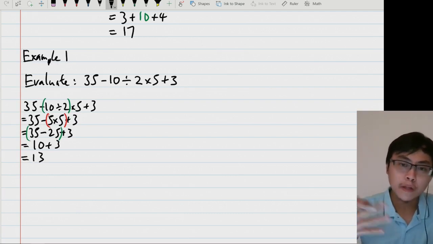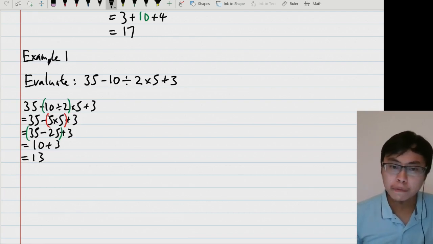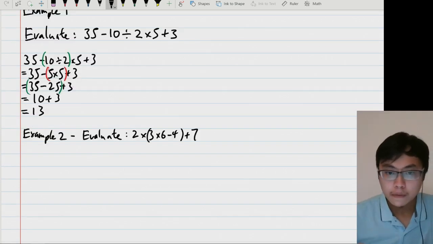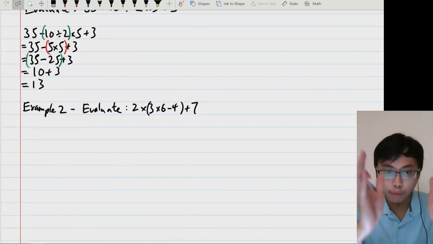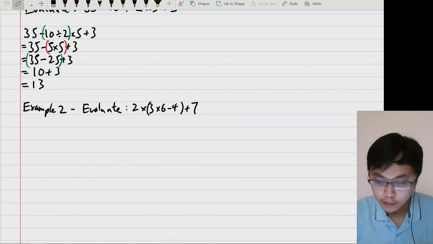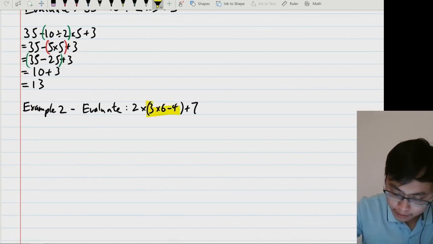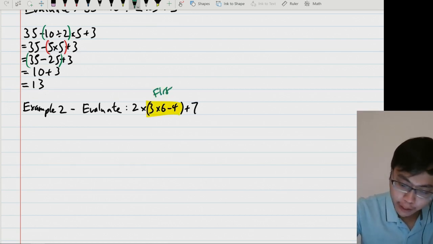So it may be a little bit tricky, but you will have to be very careful when doing order of operations. Let's do one more example where we're going to use the brackets. So let's look at this second question over here. We want to evaluate 2 times bracket, 3 times 6 minus 4, bracket. So we have to do whatever is inside the bracket first, okay? We're going to do whatever is inside the bracket first.